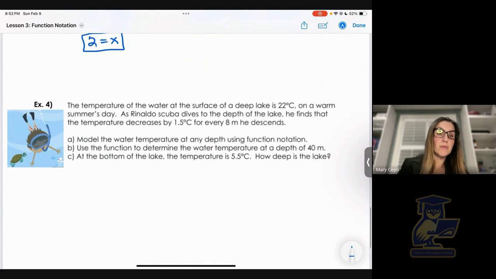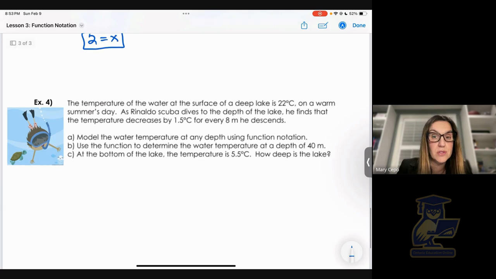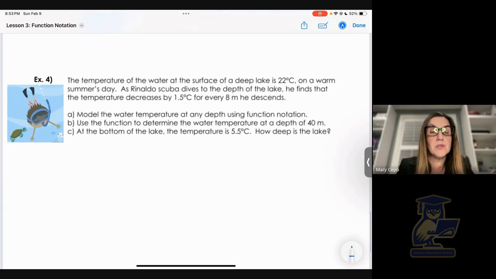Okay, moving on to example 4, we have the temperature of the water at the surface of a deep lake is 22 degrees Celsius on a warm summer's day. As Ronaldo scuba dives to the depth of the lake, he finds that the temperature decreases by 1.5 degrees Celsius for every 8 meters he descends. In A, we'd like to model the water temperature at any depth using function notation. B, we're going to use the function to determine the water temperature at a depth of 40 meters. C, at the bottom of the lake, the temperature is 5.5 degrees Celsius. How deep is the lake?